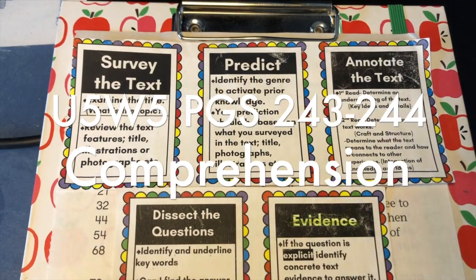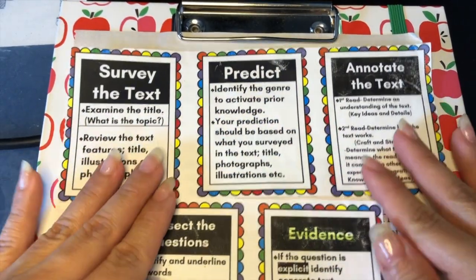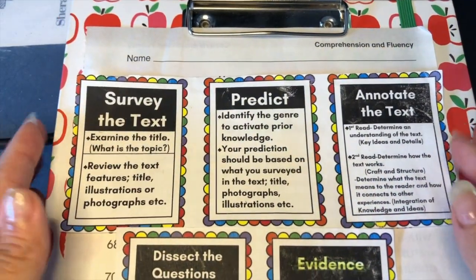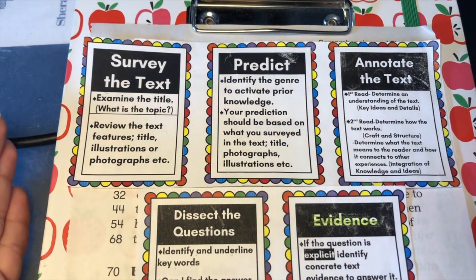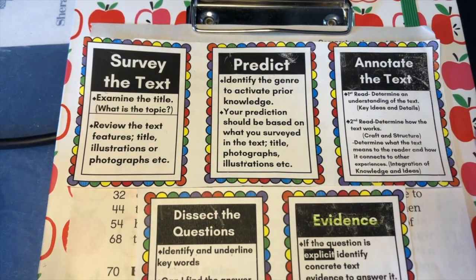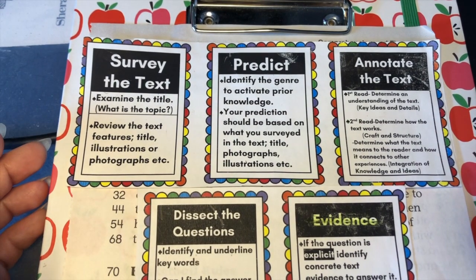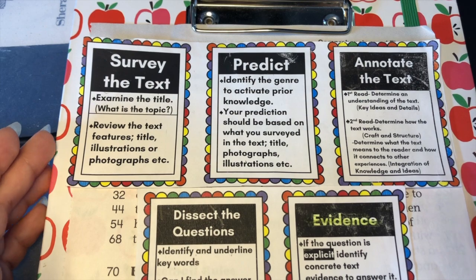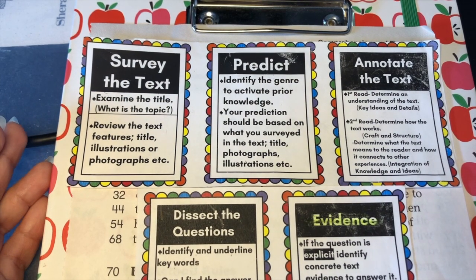Mini Lessons with Miss H, and today we're doing page 243, Unit 5, Week 5, and we're focusing on comprehension and fluency. So, first thing we always do is survey the text. We examine the title, we review the text features, title, illustrations, or photographs, whatever the text has. Then we write a prediction using that information.